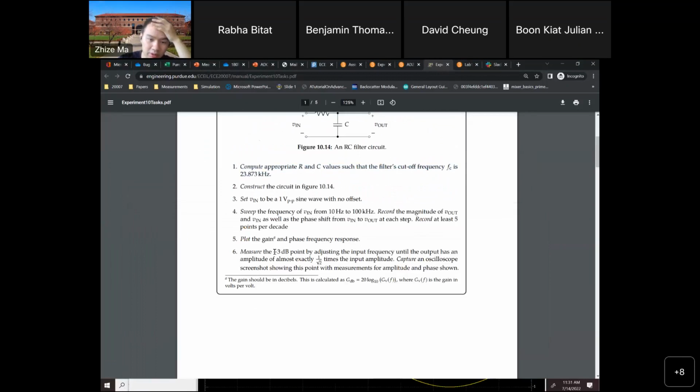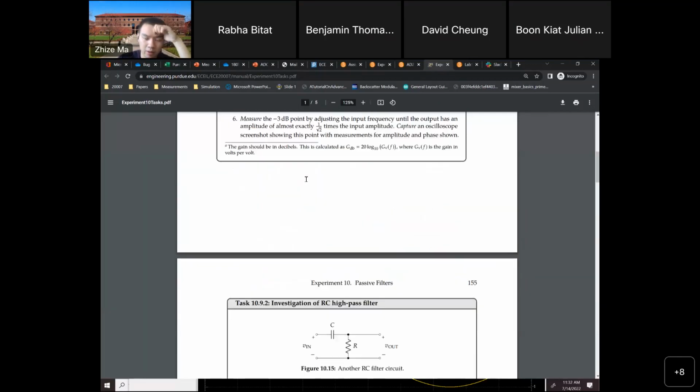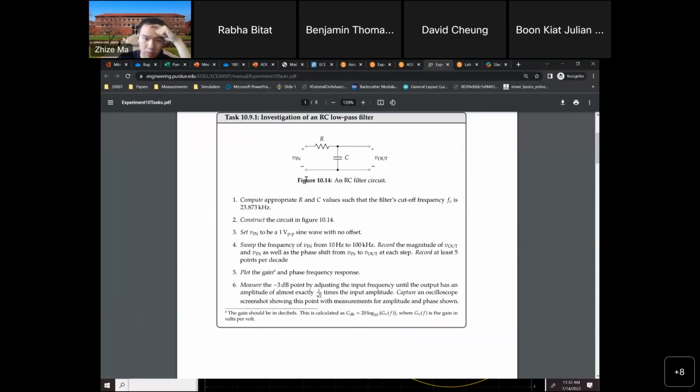When it's hitting the -3 dB point, the input and output will be exactly this ratio. So what you need to do is manually adjust the frequency of your function generator or wave generator until the input and output amplitude is exactly this ratio. That will be the exact -3 dB point, so it should be very close to this value. Right, so that's task 1.